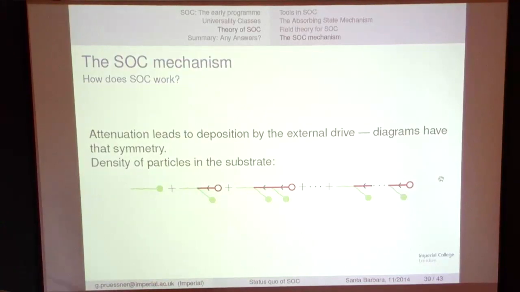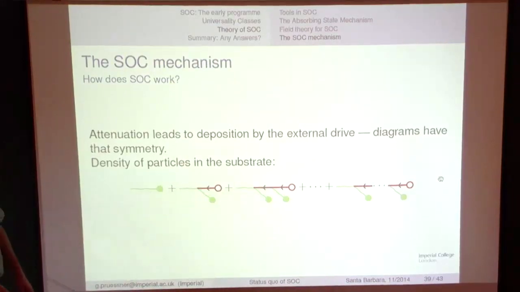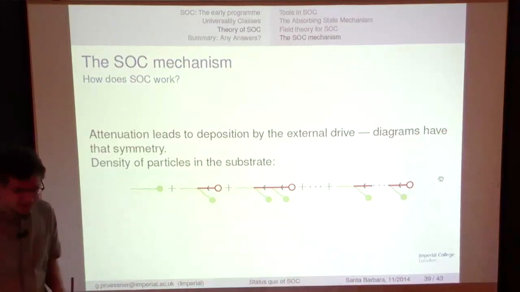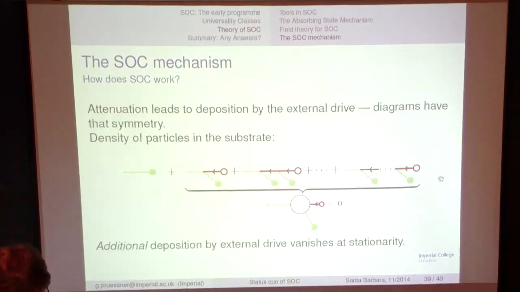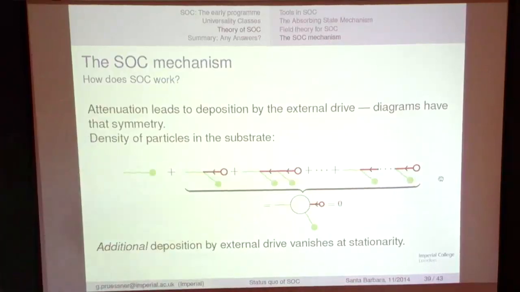External driving interacts with whatever is on the substrate and leaves a new substrate particle behind. Now, if I ask how many substrate particles are around, then I have to sum over all these terms because I am driving the system. And if I'm at the stationary state, then all of these contributions must sum to 0. So at stationarity, I don't have a change of this expectation.